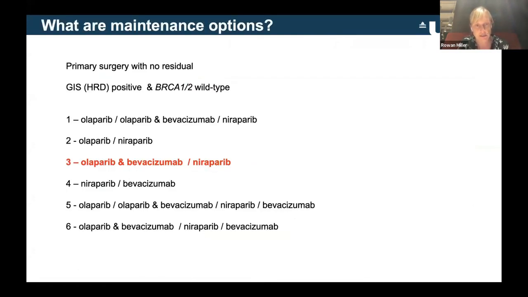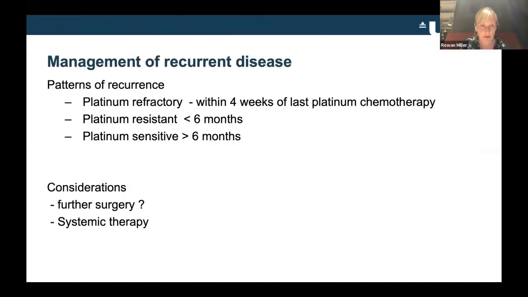Just to confirm, options 1, 2 and 5 are out because she's not eligible for olaparib monotherapy, and the others are out because she's not eligible for bevacizumab monotherapy. Anyway, she's been on that treatment now for about 15 months and has no evidence of recurrence. So we're just about to stop the Bev because we give that for 15 months, and then the olaparib continues for 2 years. Okay, so that's her.